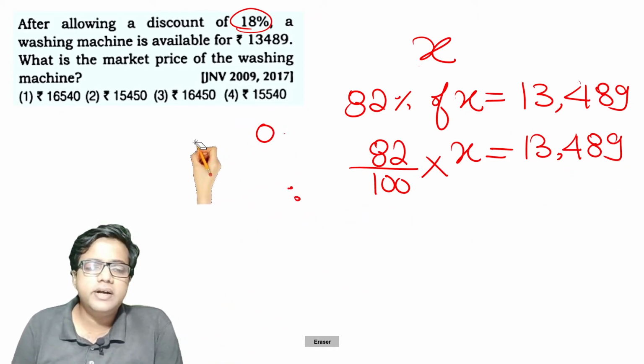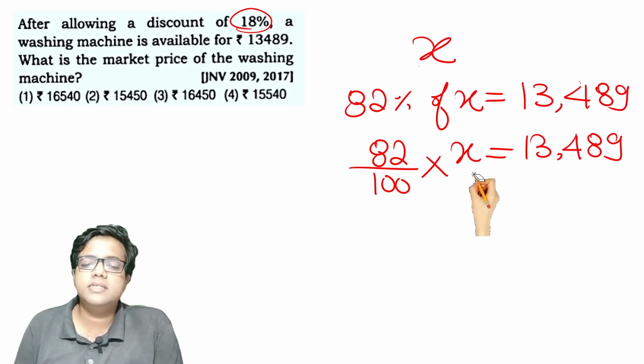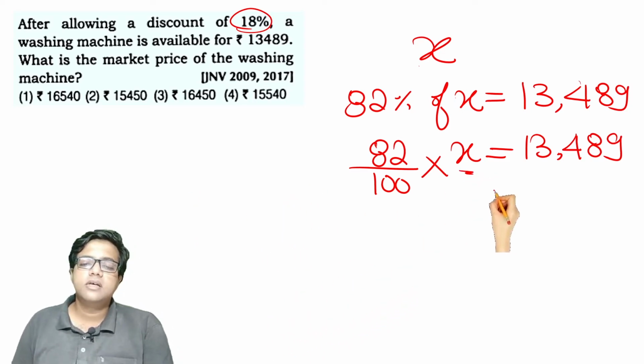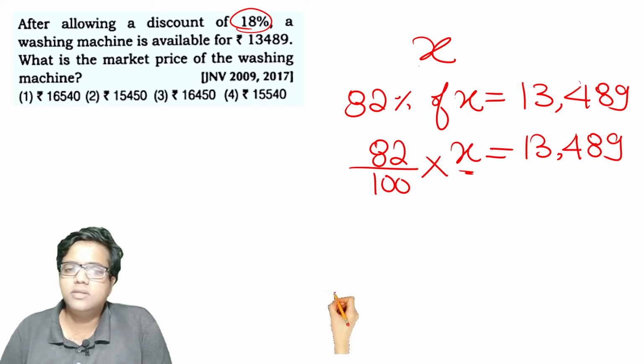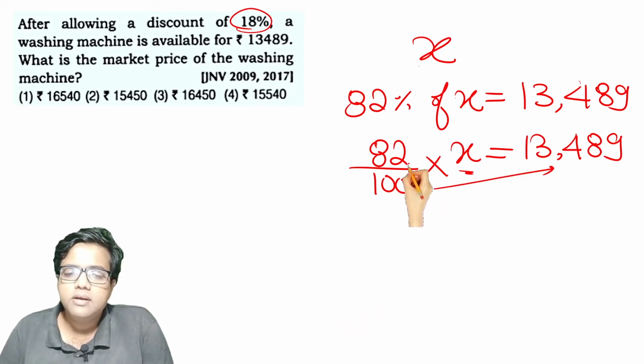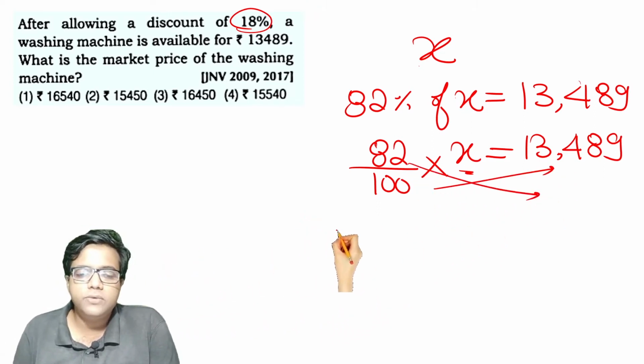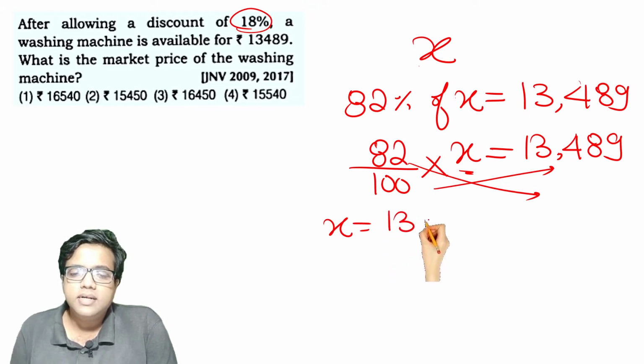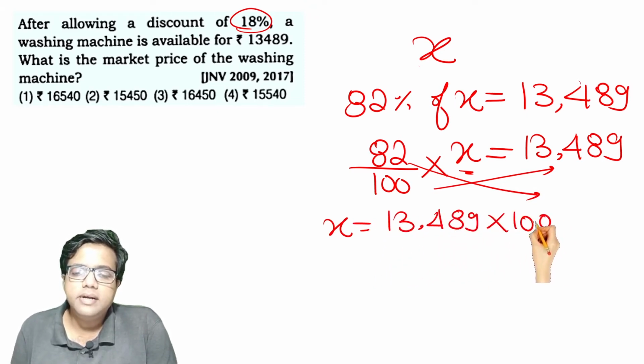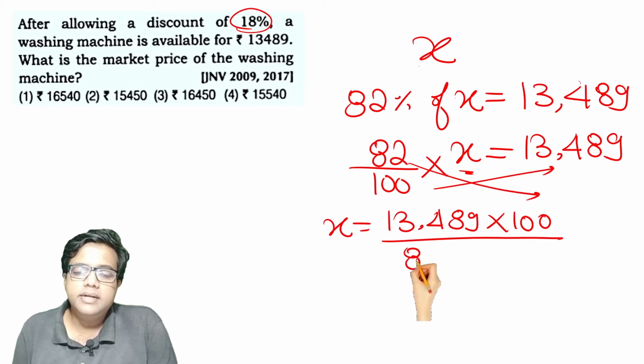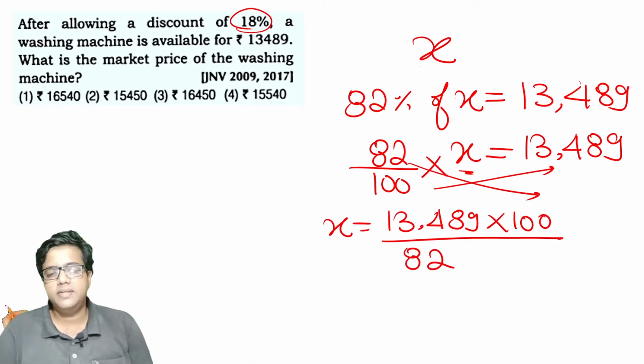Now we need to find the market price. The market price is X, so you need to find the value of X. Rest is all the simplification part. Cross multiply, so let's see what you get. X is equal to 13,489 into 100 by 82.